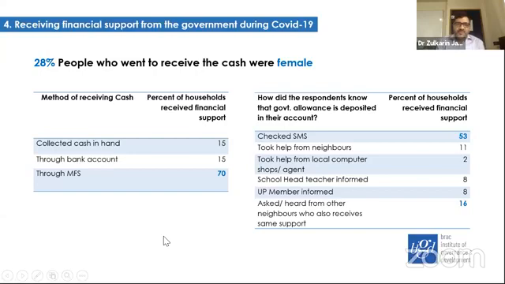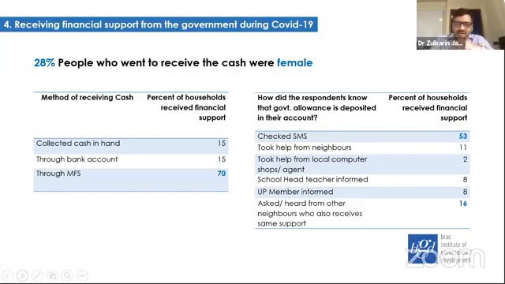So on the next one, we have seen how they received the money, where 15% received through cash and 15% received through bank, but 70% of the money they receive from government is actually done through MFS accounts. And that kind of says how the MFS account is actually used as one of the major media for the government to disseminate this government support to the people in rural areas.